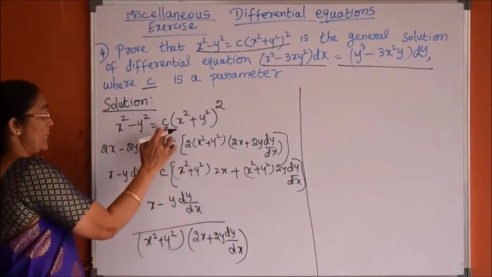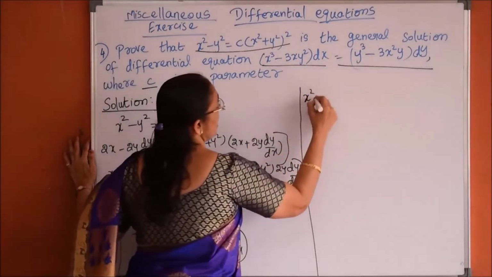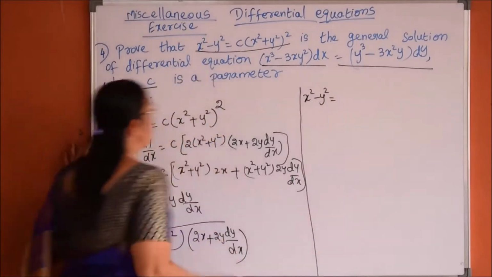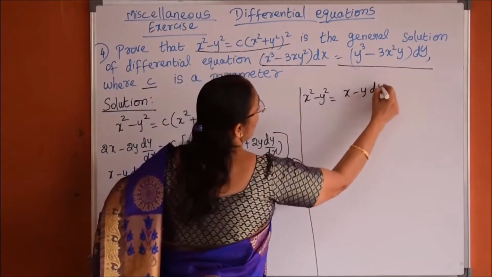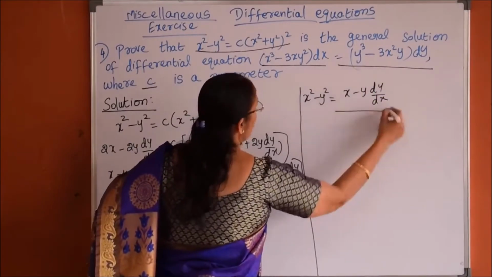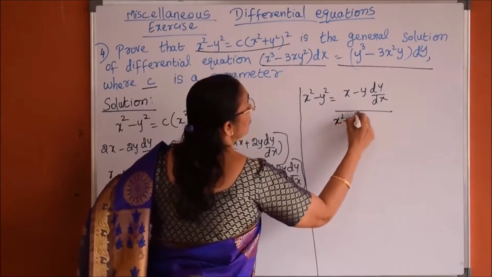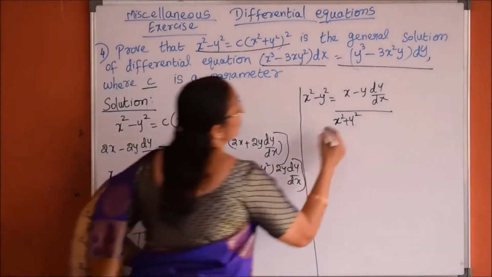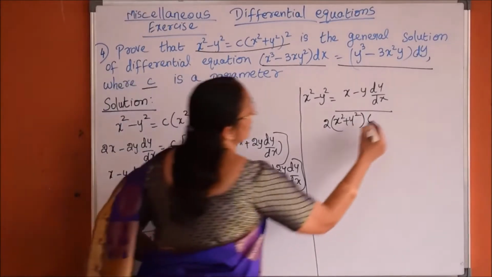Now, substituting the c value here, we will get x square minus y square is equal to, c is (x minus y) into dy by dx divided by (x square plus y square), into, 2 can be taken outside, (x plus y dy by dx).